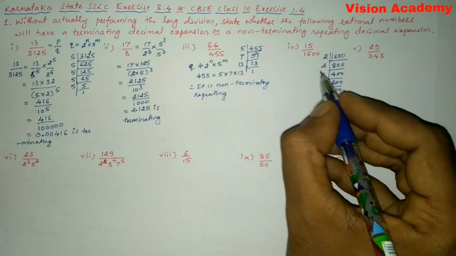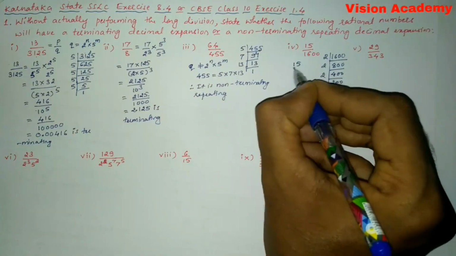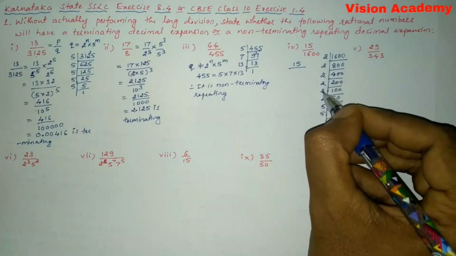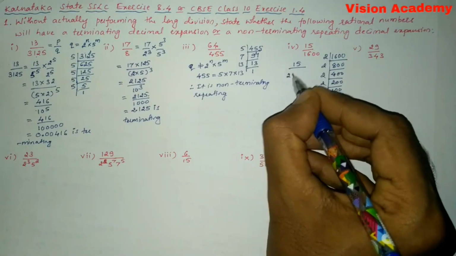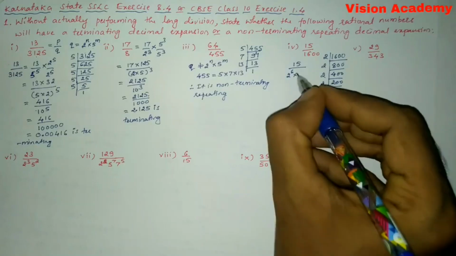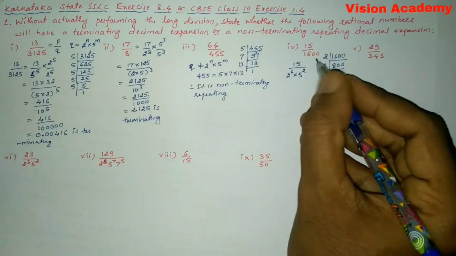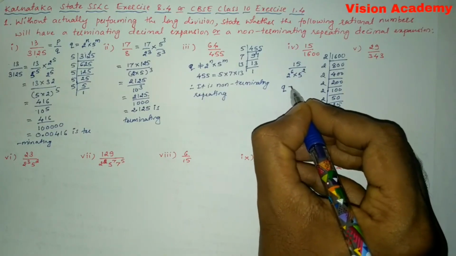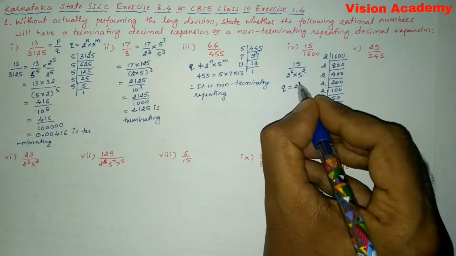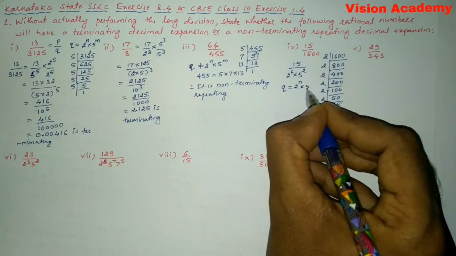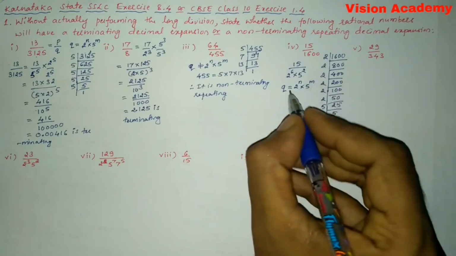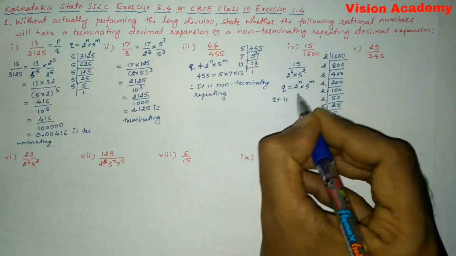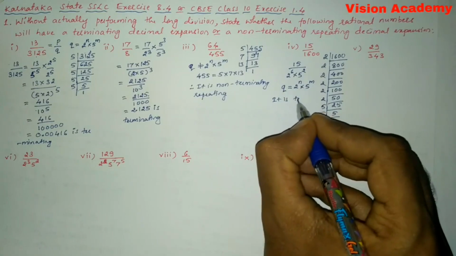Here you can clearly see that we can write 15 divided by 1600 as 1 2 3 4 5 6, that is 2 to the power 6 into 5 to the power 2. Here we can say the denominator q is in the form 2 to the power n into 5 to the power m. Hence it is terminating.